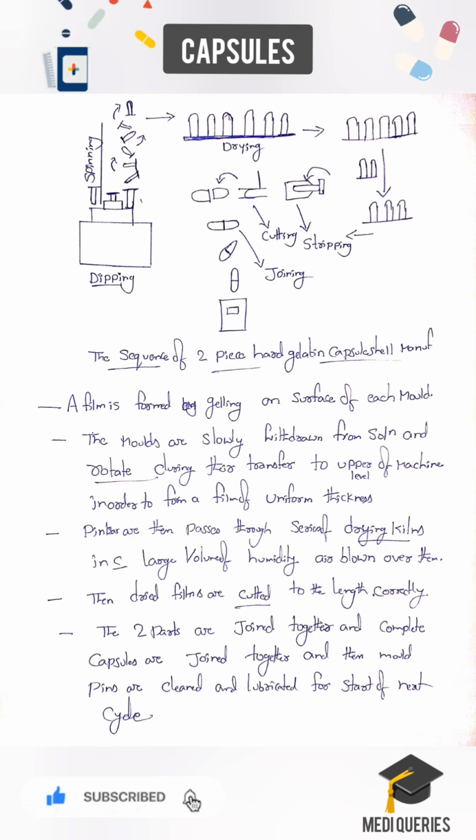in which a large volume of dry air blows over them in order to dry the gelatin sheet. These dried films are cut to the proper length, and then the two parts are joined together and complete capsules are formed, and then molded pins are cleaned and lubricated for the start of the next cycle. So this is how we will get the capsule.